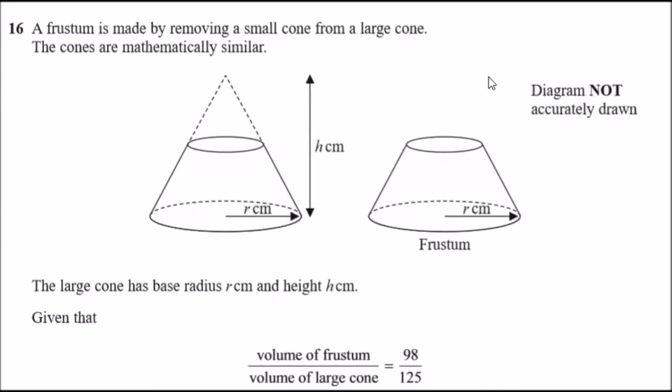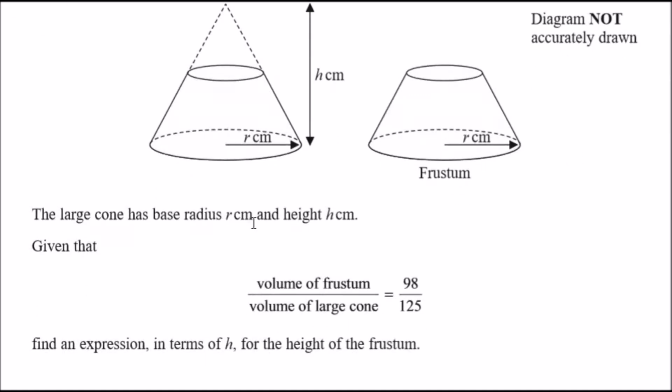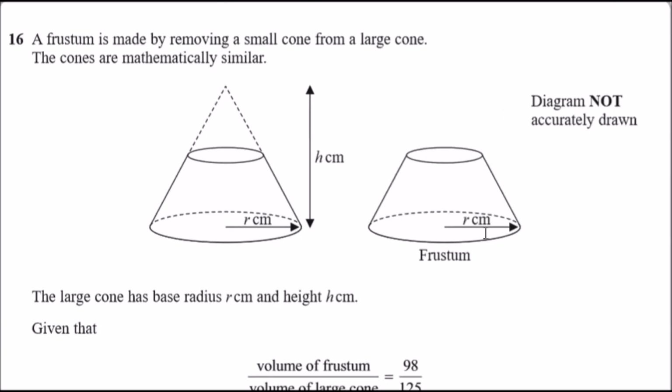Okay, 16. So a frustum is made by removing a small cone from a large cone. So they literally took off the tip. However, they are mathematically similar. All that means is that they're proportionally different. They have the same shape but just different in proportion. Now it tells us that the large cone has a base radius of r and a height of h. So let's go ahead and imagine this for a second.